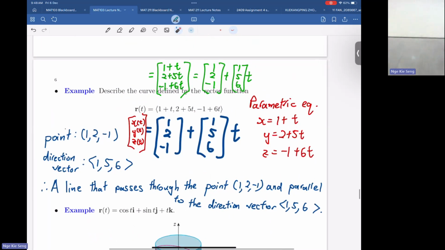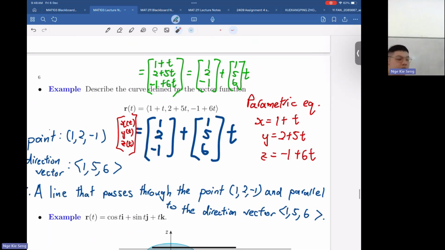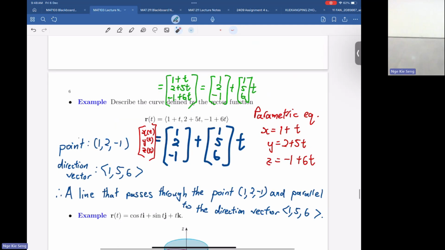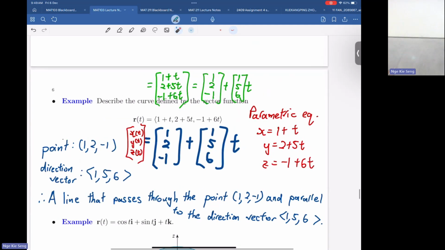So let's give some real examples here. Let's go through these basic curves. For example, describe the curve defined by the vector function here: 1 plus t, 2 plus 5t, and minus 1 plus 6t. If you write it in a column vector form, I think it's more familiar to you. Do you see this kind of combination before? A vector plus a vector and a variable.